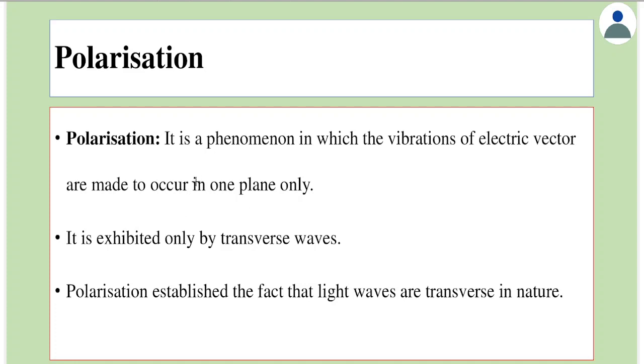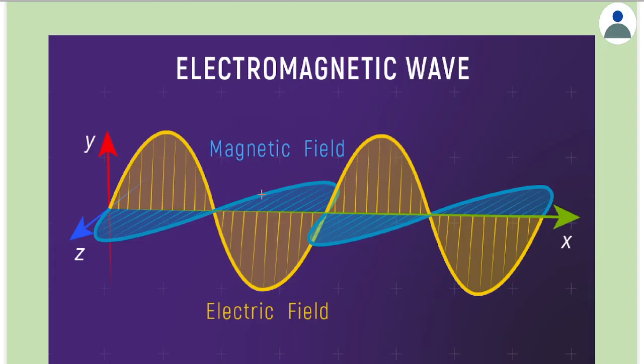Let us study about an important property or phenomenon called polarization. To define this, we can say it is a phenomenon in which the vibrations of the electric vector are made to occur in only one plane. To make sense out of this, let us consider an electromagnetic wave.